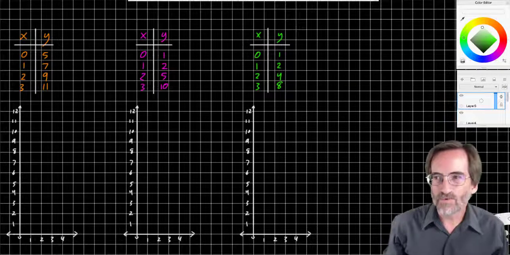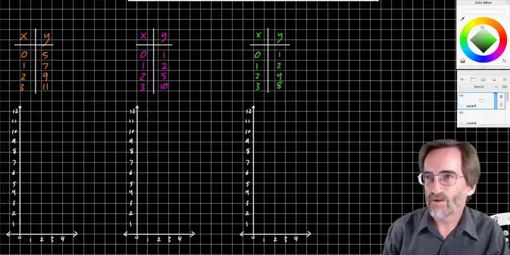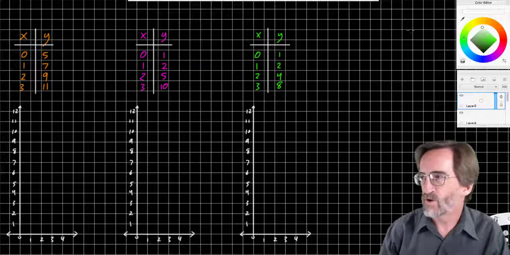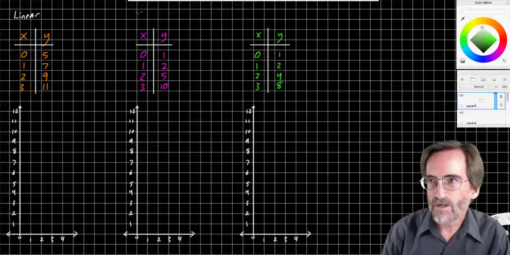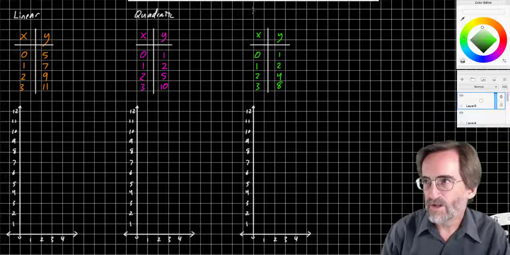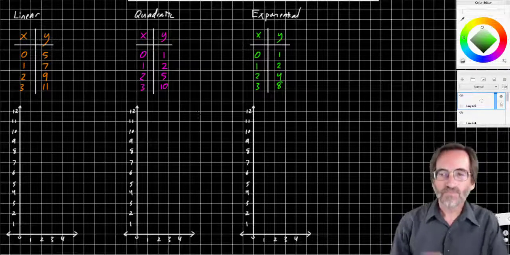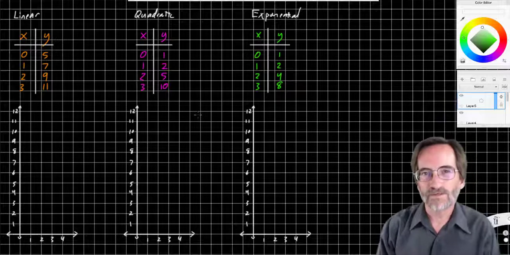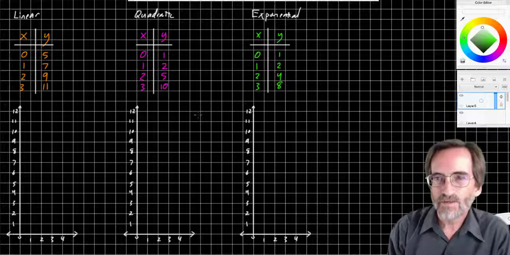So I've got on the screen here 3 graphs, 3 tables. As you might imagine, the one on the left is linear, the one in the middle is quadratic, and the one on the right is exponential. And we're going to explore the differences between them. Linear, quadratic, and exponential. Now I notice I'm not giving the formulas. We're telling the difference by the graphs and by the tables. All right. So let's graph them here.